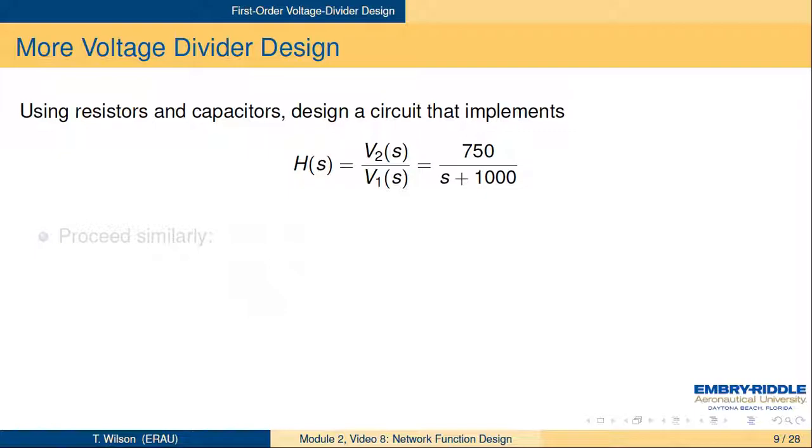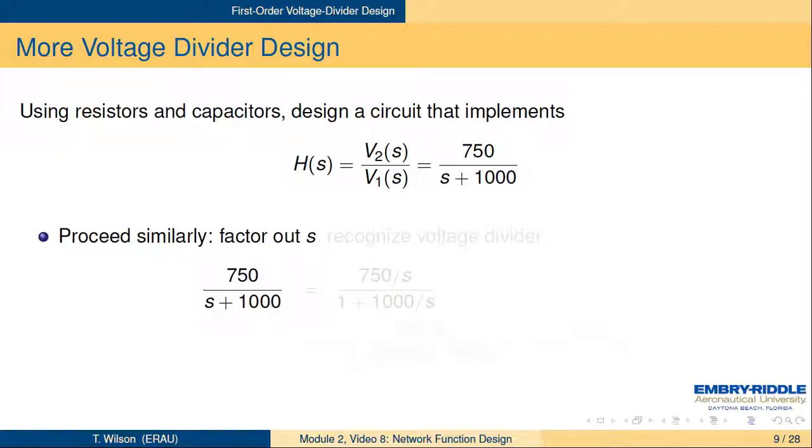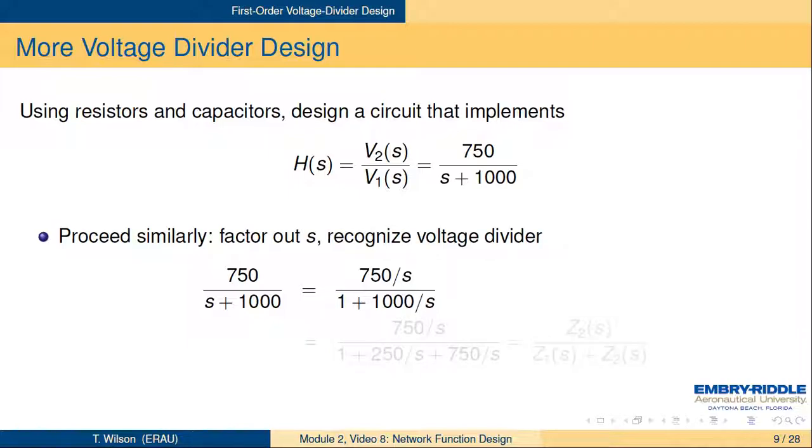Let's do this again. Here's a different network function, similar. Instead of having 1,000 in the numerator, it's got 750. So we go the same way. We factor out the S, so we get 750 over S over 1 plus 1,000 over S. And then again, we see the voltage divider, except it's not quite as straightforward this time. You have to split the 1,000 over S into 250 over S and 750 over S. And now you can see the 1 plus 250 over S would be the impedance in the series branch, and the 750 over S would be the impedance in the output branch.